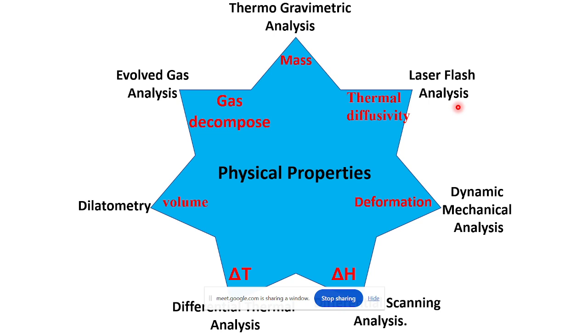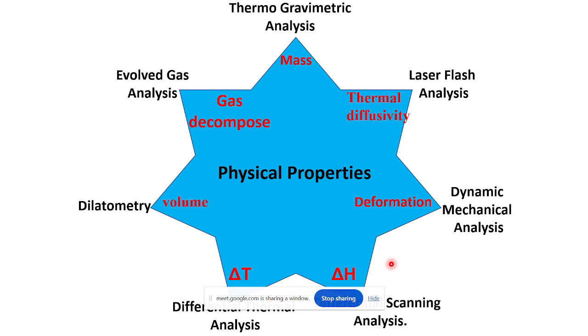Next is the laser flash analysis. It is thermal diffusivity. Dynamic mechanical analysis is very much important; we will discuss it later. Another is the differential scanning calorimetry, that is delta H. So in TG we are scanning the temperature.